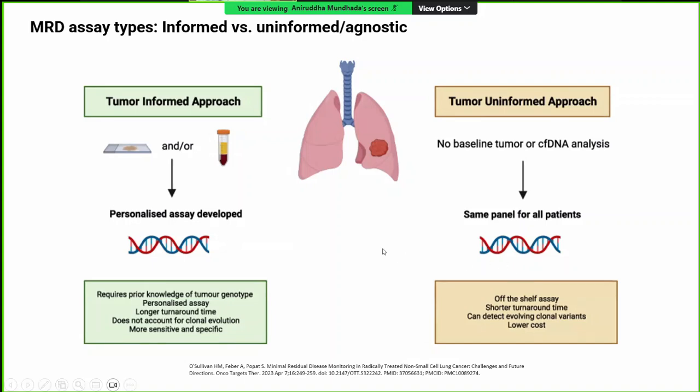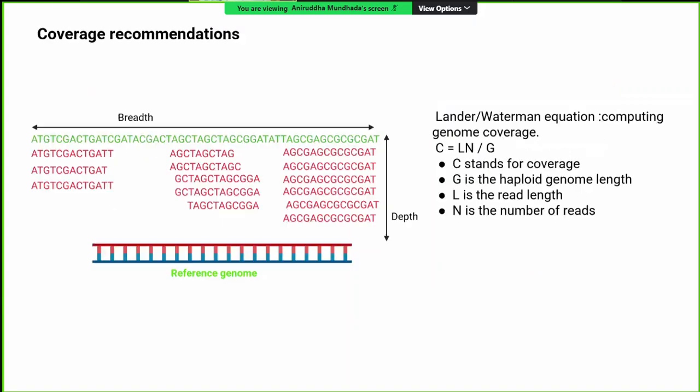This is a cartoon which shows a tumor-informed approach, where a previous biopsy or a previous sample of the patient is available and a personalized assay is developed, as compared to a tumor-uninformed approach, which is off the shelf and can be used for multiple diseases. So these differ in their technical considerations, and we will come to that later.